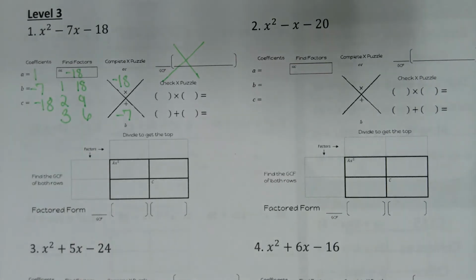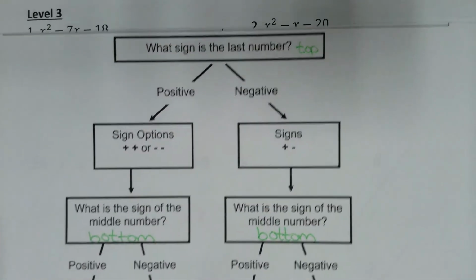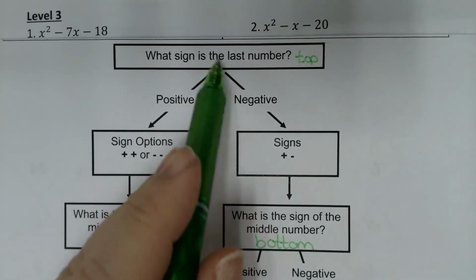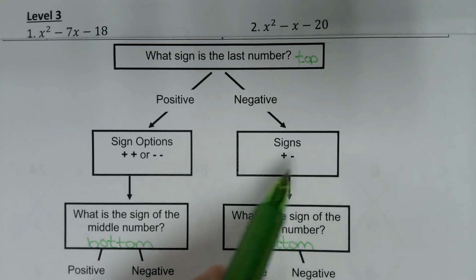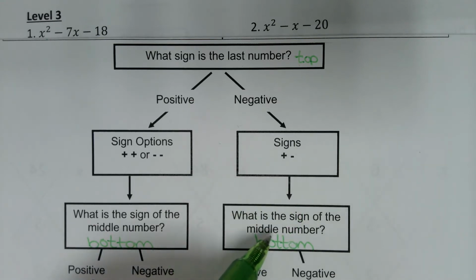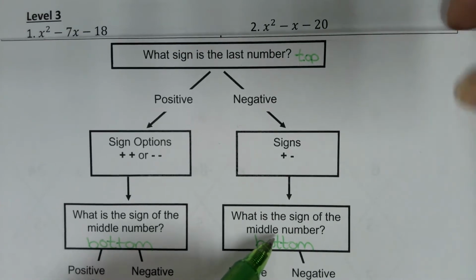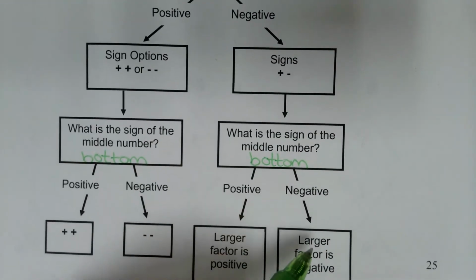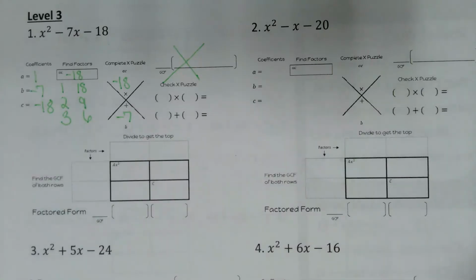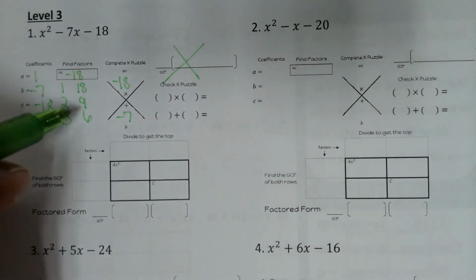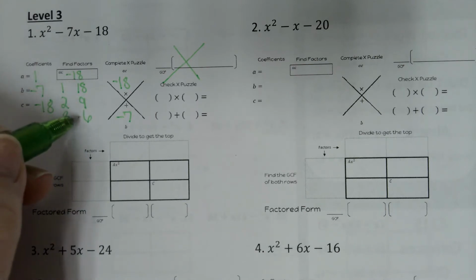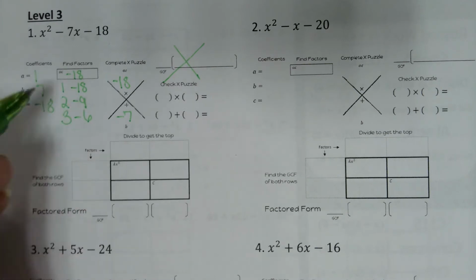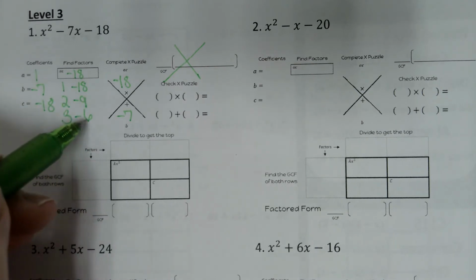We'll take a look at our factoring flowchart here. The sign of our last number was negative, so we'll need 1 of each sign. The sign of our middle number, or the bottom number, was negative as well, so we will want to make our larger factor negative. Now, since we wrote our factors in order, the ones on the right-hand side over here are all going to be our larger factor. So when I look to add these two together, the ones that work are 2 and negative 9.